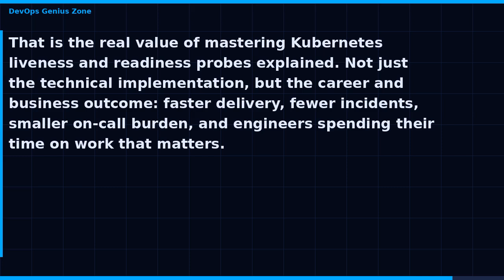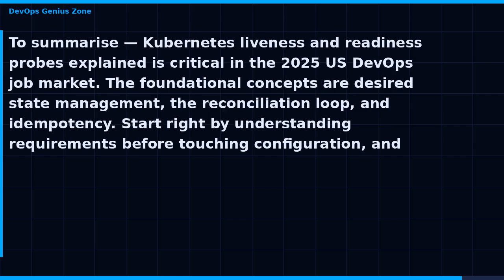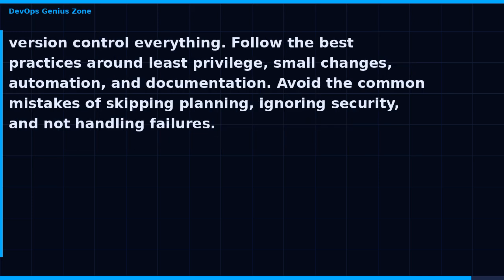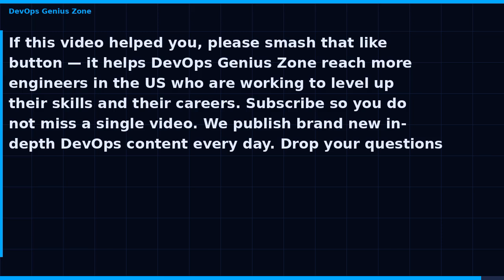To summarize, Kubernetes Liveness and Readiness probes explained is critical in the 2025 US DevOps job market. The foundational concepts are desired state management, the reconciliation loop, and idempotency. Start right by understanding requirements before touching configuration and version control everything. Follow the best practices around least privilege, small changes, automation, and documentation. Avoid the common mistakes of skipping planning, ignoring security, and not handling failures.